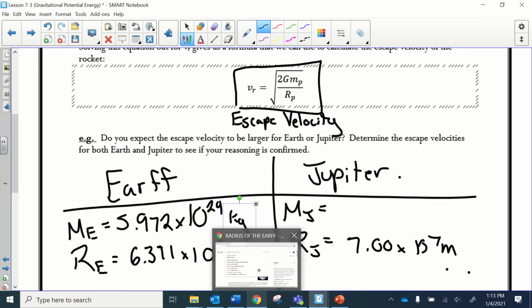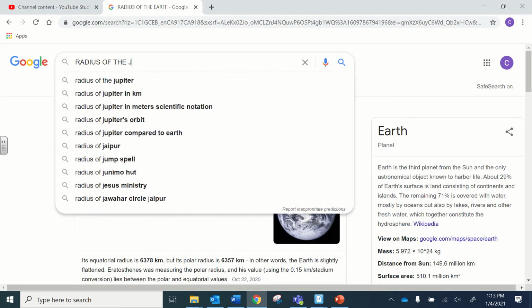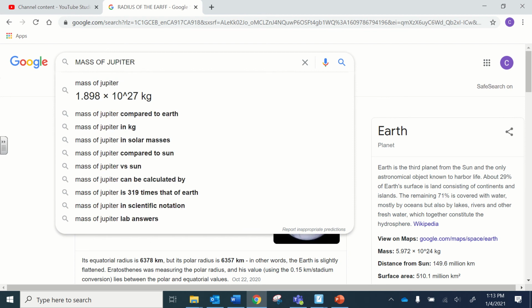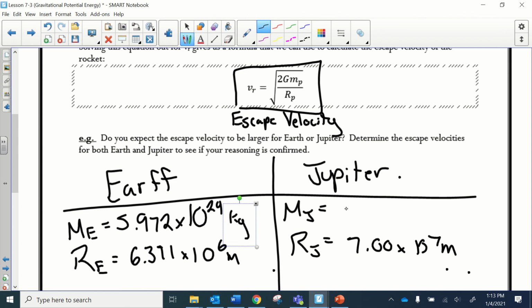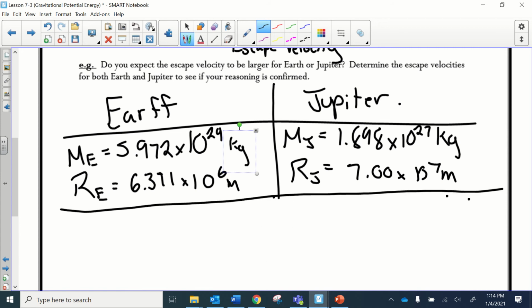And the mass of Jupiter is 1.898 times 10 to the 27 kilograms. We're all happy with that? Yes? No, you can't change any of the numbers. They have to be exactly these numbers.